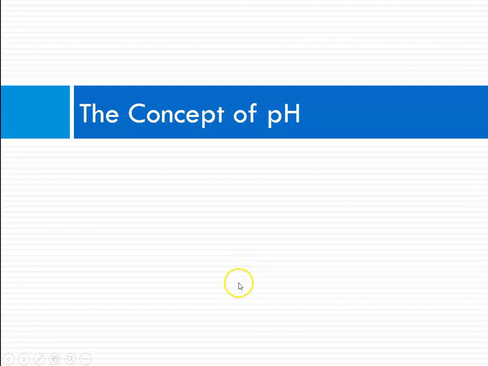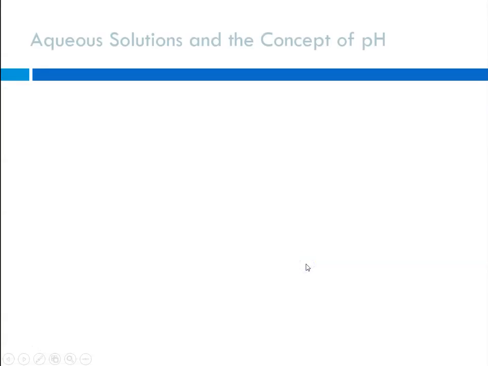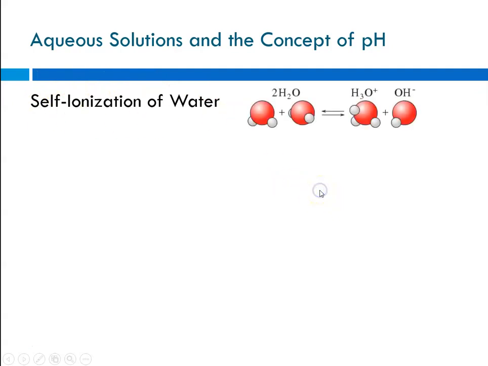So this is going to be Chapter 20, Part 3, and we're going to talk about the concept of pH, and we're going to talk about the pH scale and learn about pH calculations. So for starters, we're talking about aqueous solutions. That means water is the solvent, and we have to talk about something called the self-ionization of water, which we really haven't talked about before.